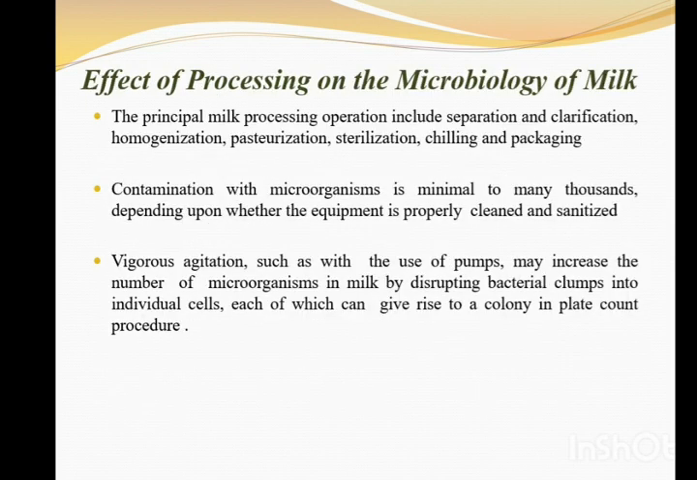Now, looking into the effects of the processing of milk. The principal milk processing operations include separation and clarification, homogenization, pasteurization, sterilization, chilling, and packing. Contamination with microorganisms ranges from minimal to many thousands, depending upon whether the equipment is properly cleaned and sanitized. Vigorous agitation, such as with the use of pumps, may increase the number of microorganisms in milk by disrupting bacterial clumps into individual cells, each of which can give rise to a colony in the plate count procedure.